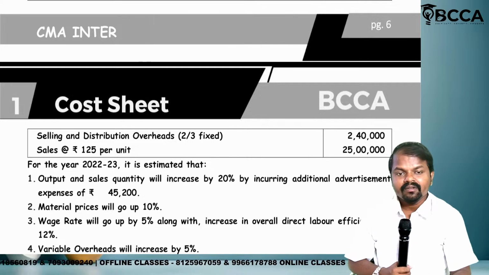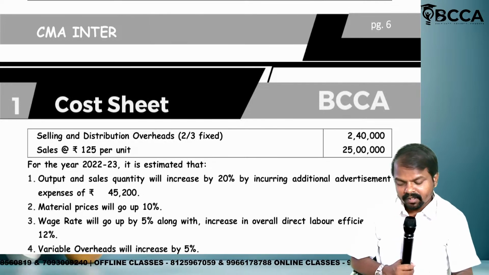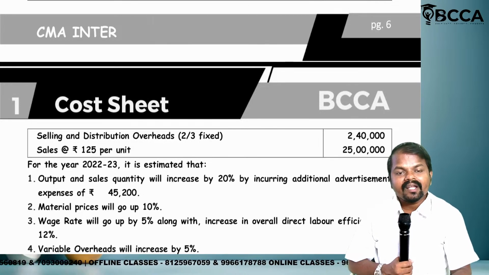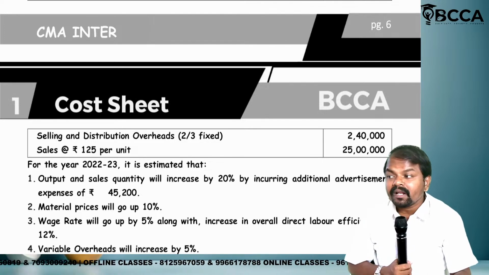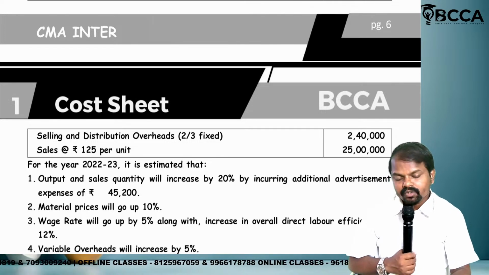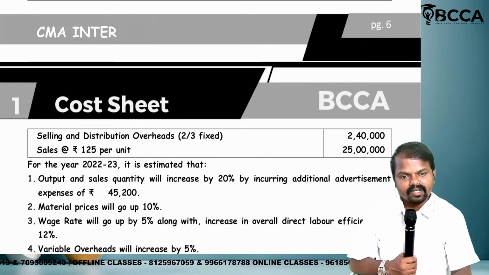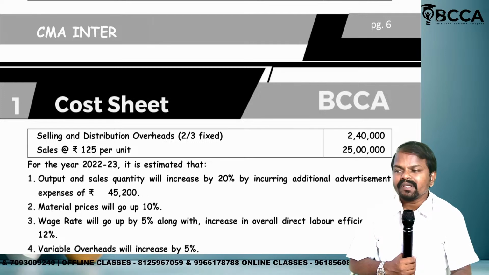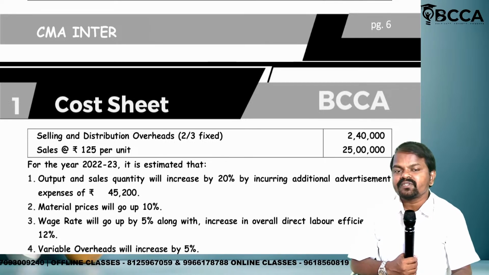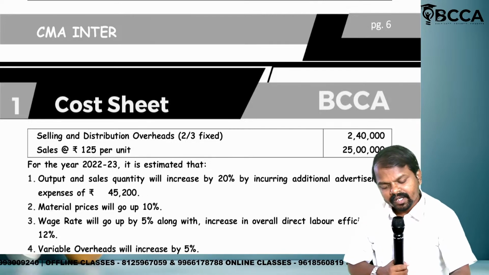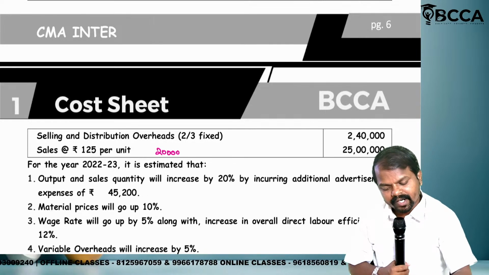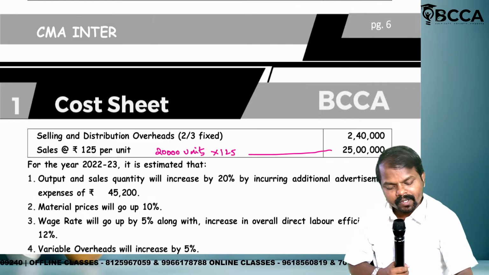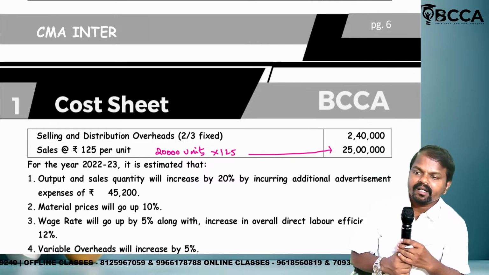Two-thirds portion is fixed, one-third is variable with sales. We are selling at 125 rupees per unit. We achieved 25 lakh as sales. Correct? Please take the calculator. 25 lakh sales divided by 125 rupees per unit. How many units did you sell? It means 20,000 units sold at the rate of 125. You achieved 25 lakh. Correct?